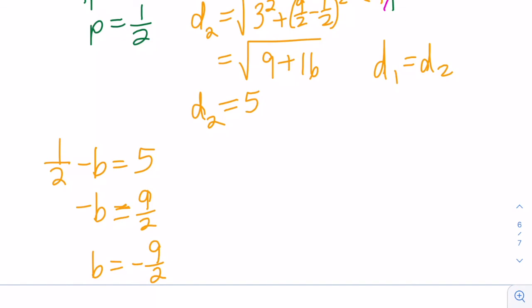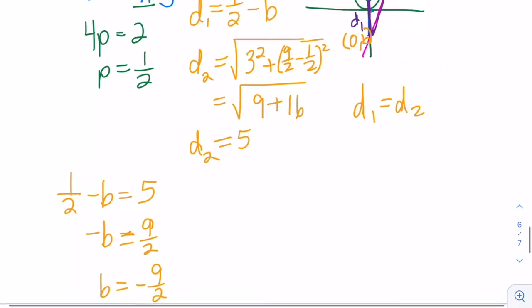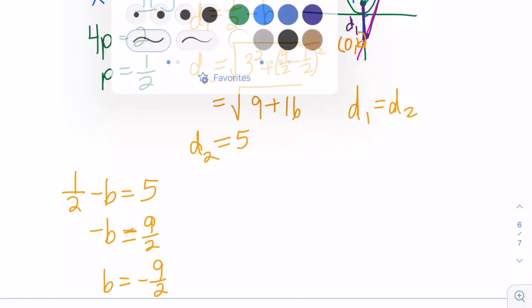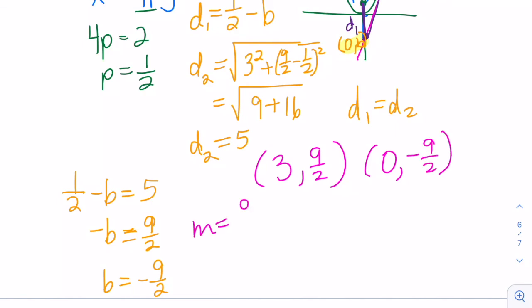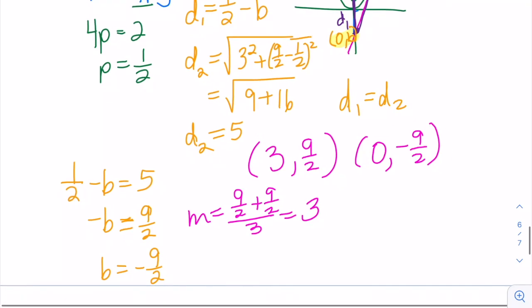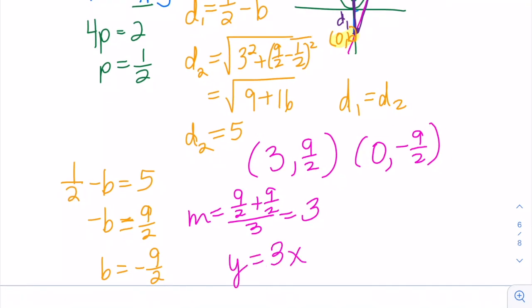So if we know this coordinate is going to be (0, negative 9/2), now we have 2 points, so that's easy. The points are, I'll write them over here, (3, 9/2) and (0, negative 9/2). To find the slope, that'll just be (9/2 plus 9/2) over 3, so that'll just be 3. And our equation will be y equals 3x minus 9/2. I hope that was helpful, and I'll see you all in class.